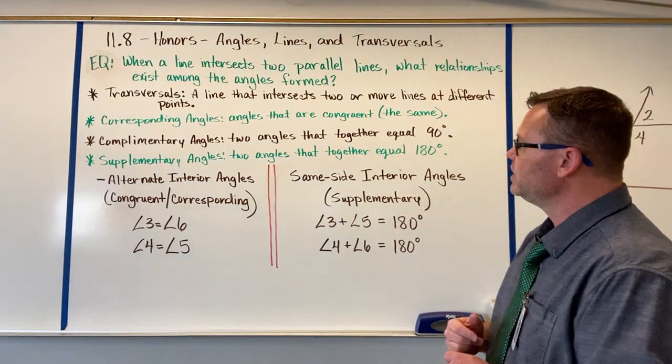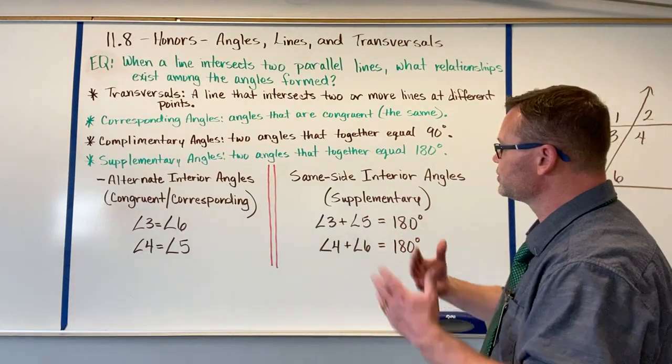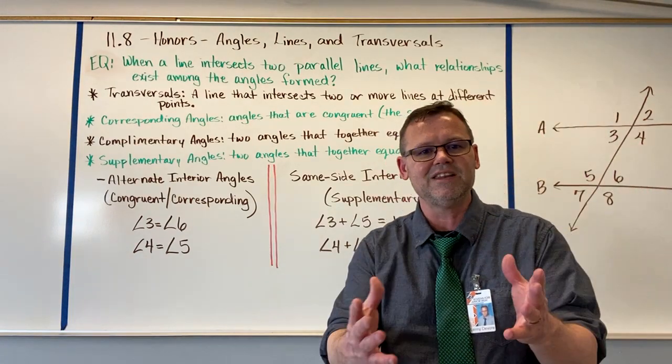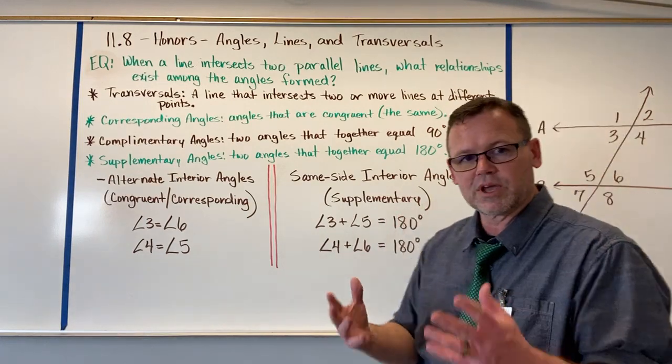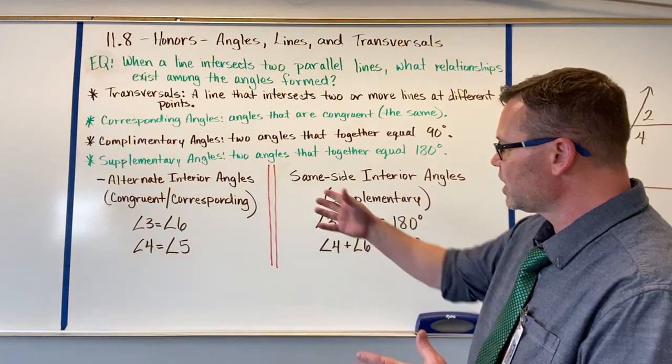You have corresponding angles, angles that are congruent or the same. Complementary angles, two angles that equal 90 degrees when combined. Supplementary angles, two angles that when combined together equal 180 degrees. Okay, now I'm going to talk about this.